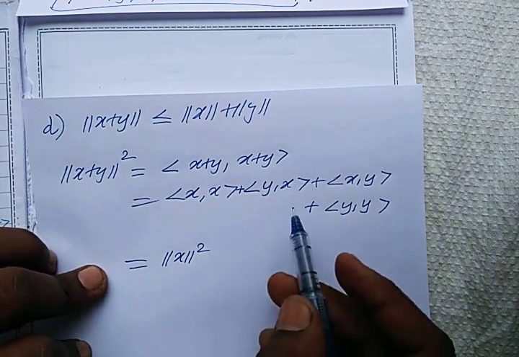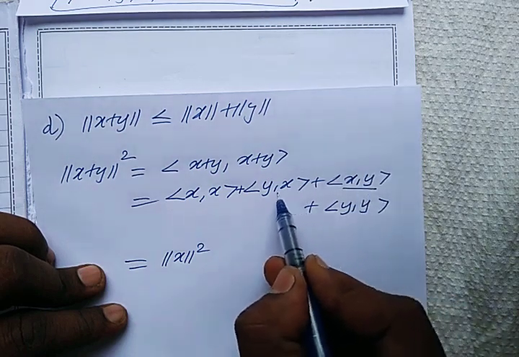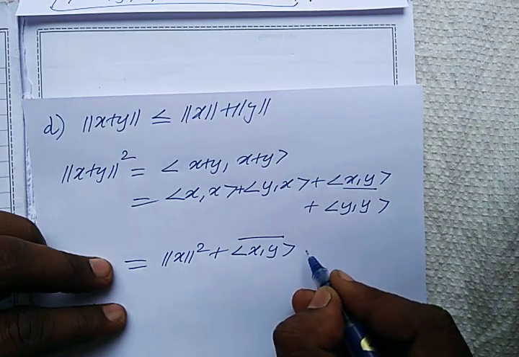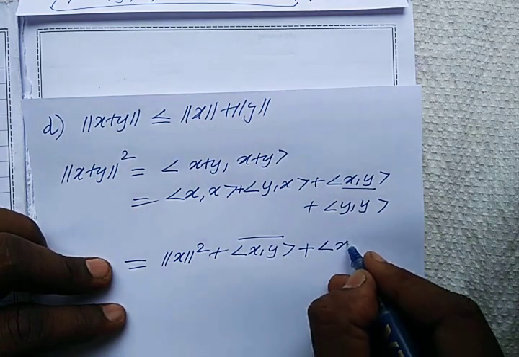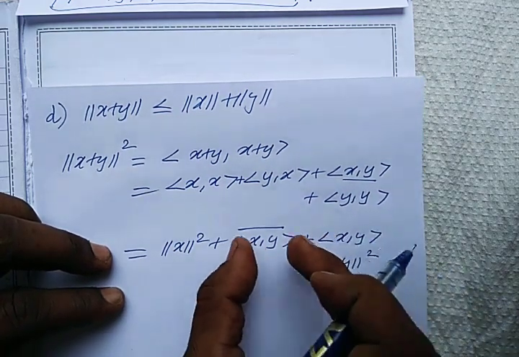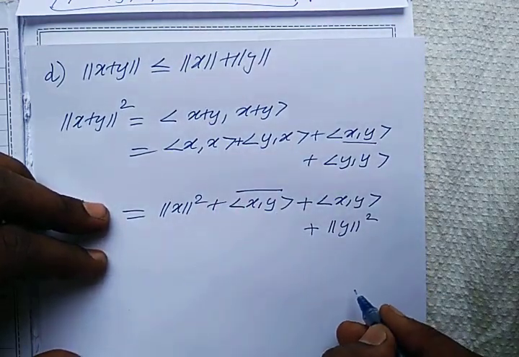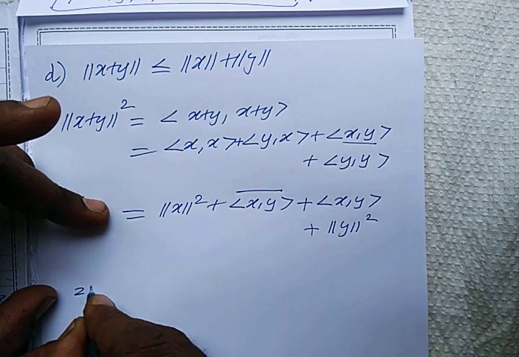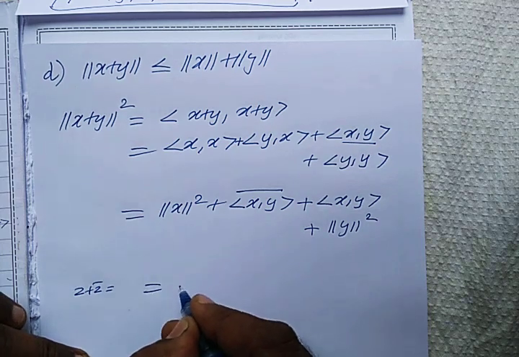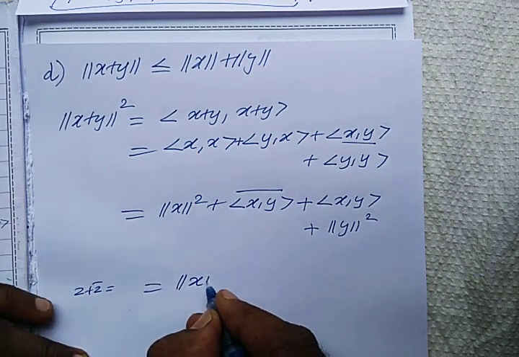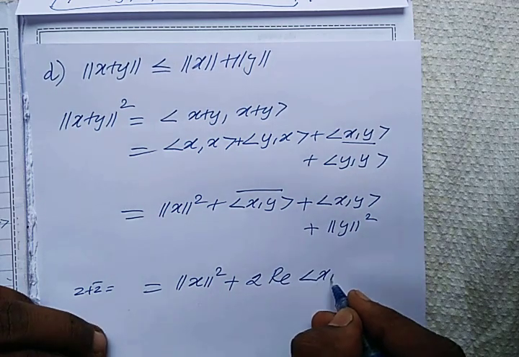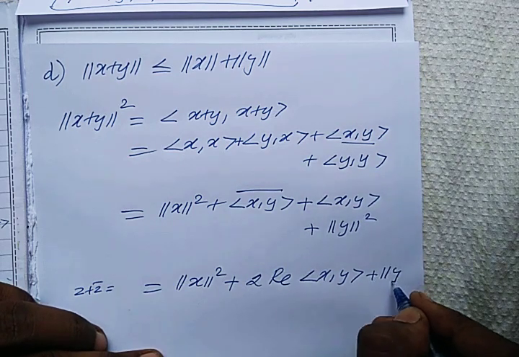What is the middle part? Let it be z. It can be written as the inner product of x comma y the whole bar, that is z bar, plus the inner product of x comma y, which is z, plus norm y square. In complex analysis we have studied what z plus z bar is: it is equal to 2 times the real part of z. So this is equal to norm x square plus 2 times the real part of the inner product of x comma y plus norm y square.